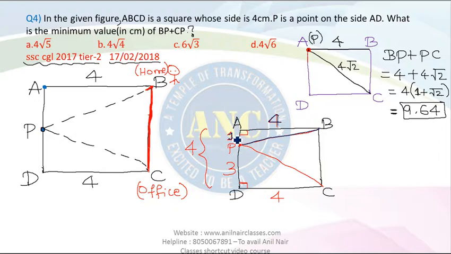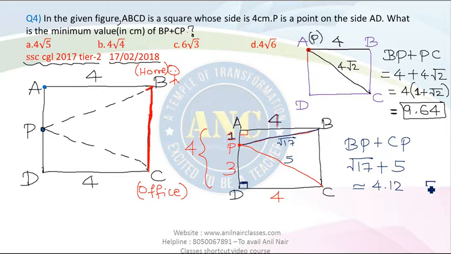Hypotenuse is nothing but square root of 1 square plus 4 square. So it is root 17. That means BP value is root 17. And I can also say that PC value, this is 3, this is 4. Hypotenuse should be Pythagorean triplets, it should be 5. That means BP plus CP is nothing but root 17 plus 5. And what is the value of root 17? The value of root 17 is more than root 16 value. Approximately it is 4.12 plus 5. So your answer is approximately 9.12.